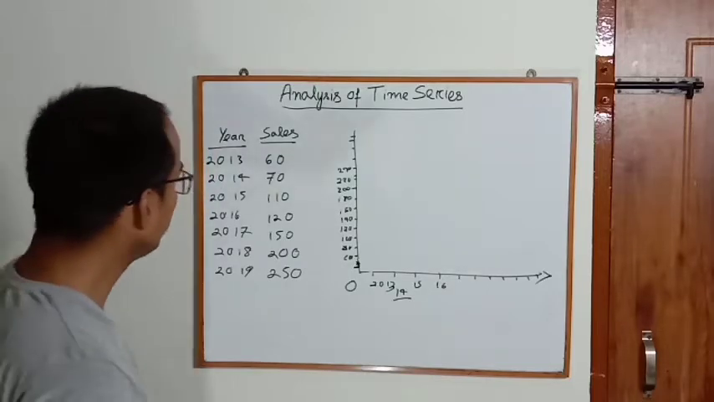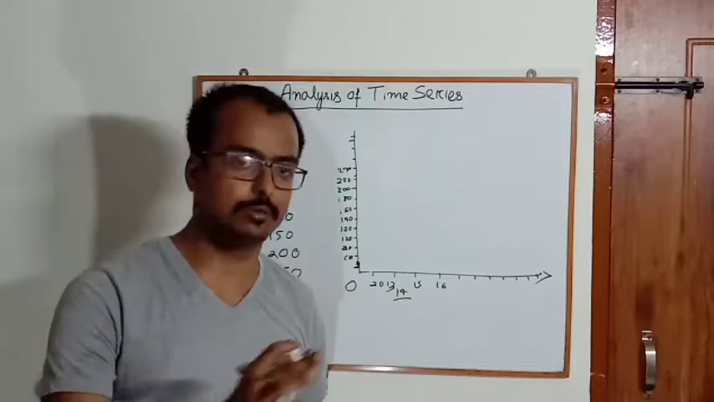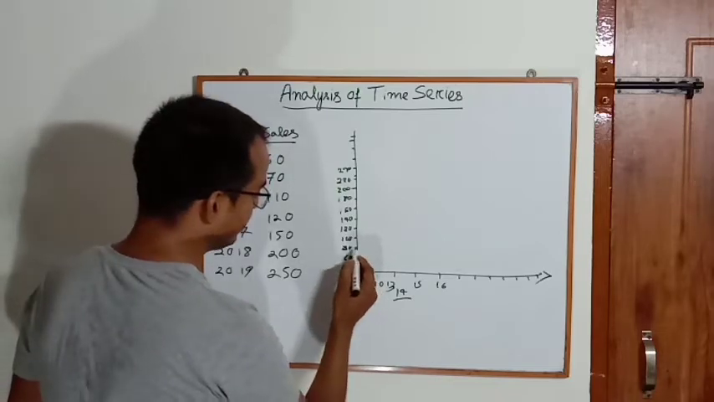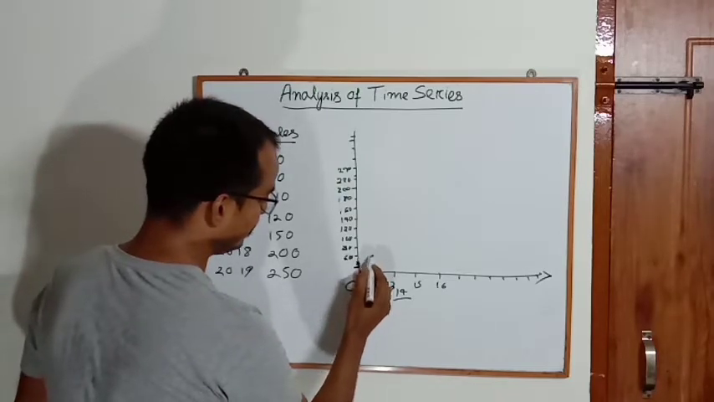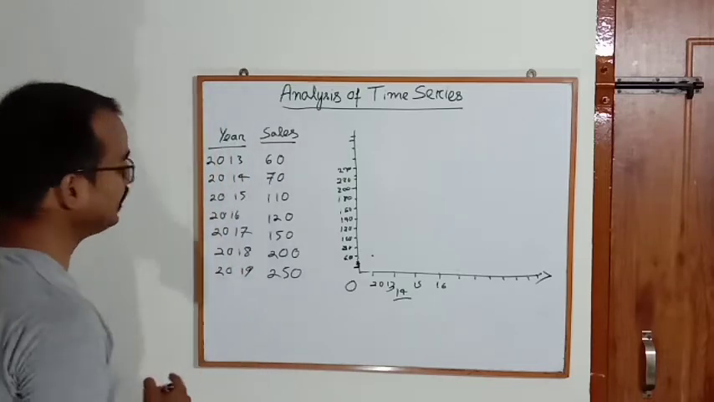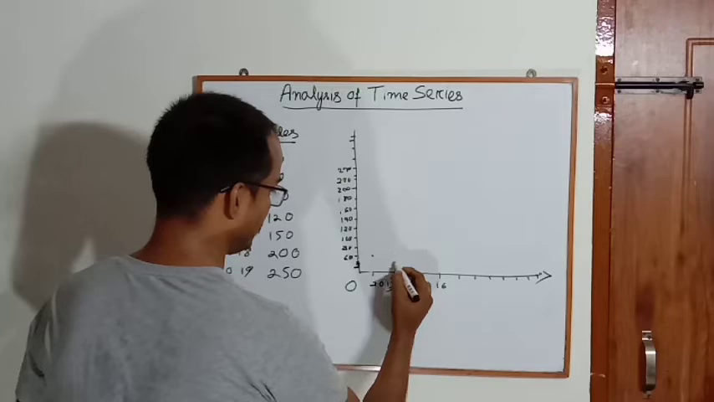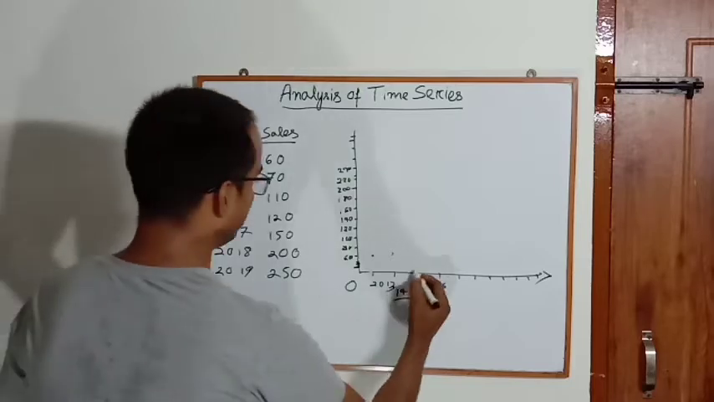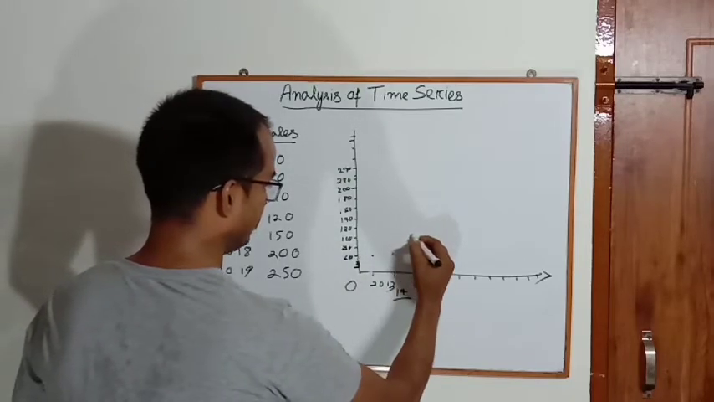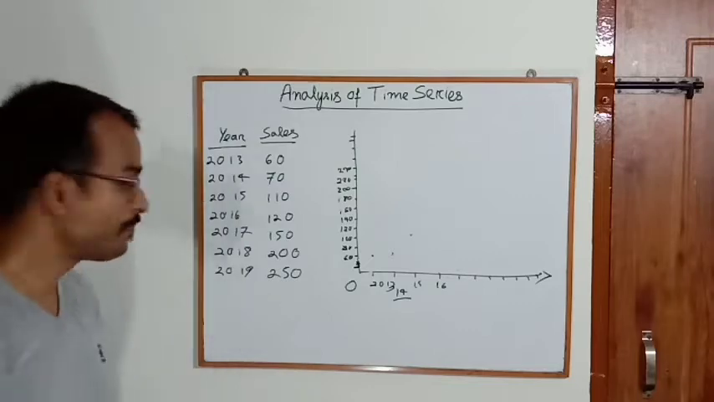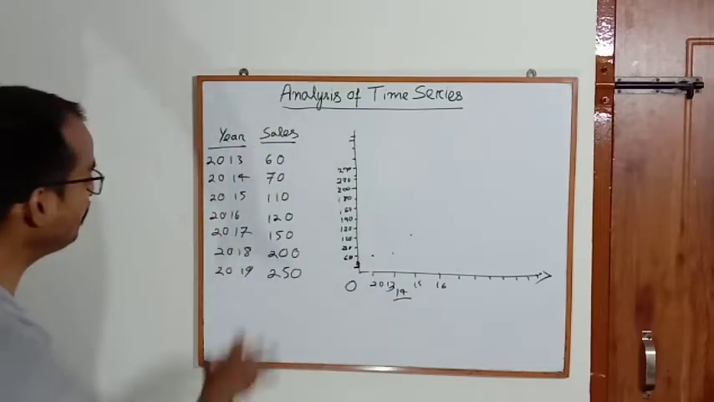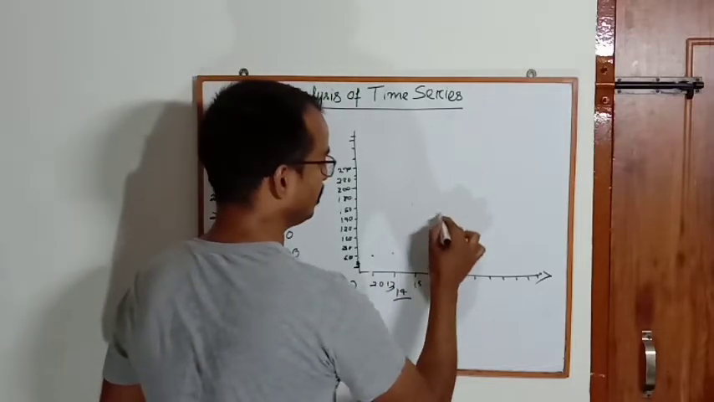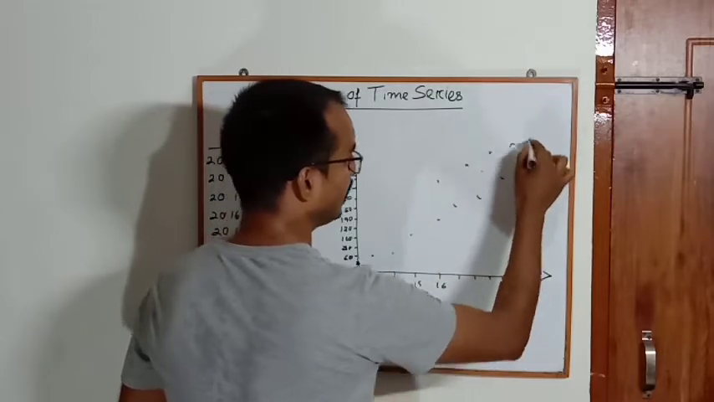Now what we have to do, just plot the information. If I plot 1 and 2, you will understand how to plot it. 2013, the information is 60. 60 is here. Similarly, 2014, it is 70. 70 is just above 60 and below 80. 2015, it is 110. 110, you can find it here. So in this process, you can plot the whole information. Now let me make it short. So you get a graph like this.